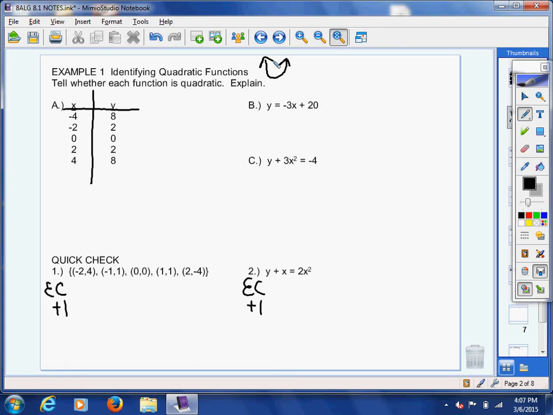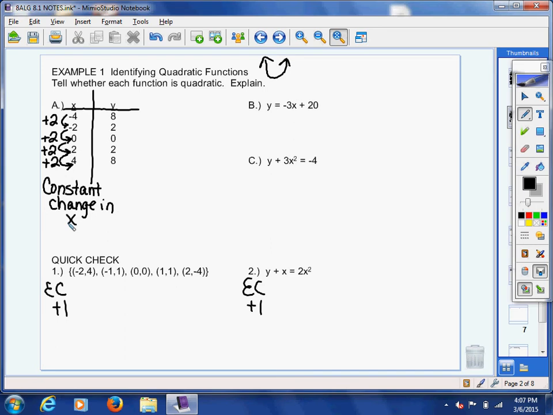So what would I do? Well, the first thing I would do is make sure I have a constant change in my x's. As you go from -4 to -2, you added 2. -2 to 0, I added 2. 0 to 2, I added 2. 2 to 4, I added 2. So I need to verify that I have a constant change in my x. Okay, so I verified it. I definitely have it.